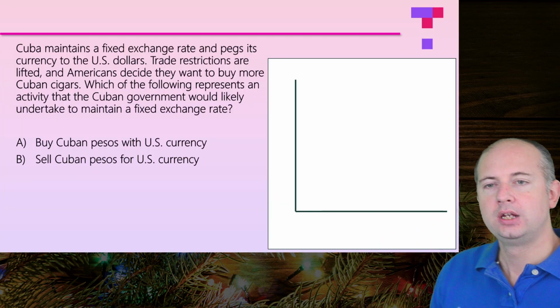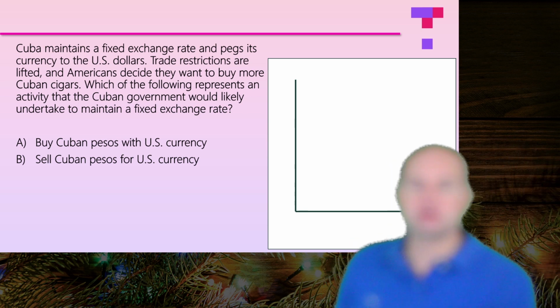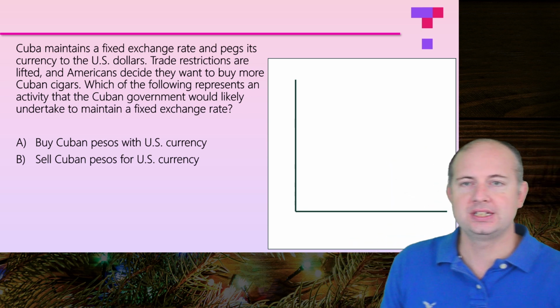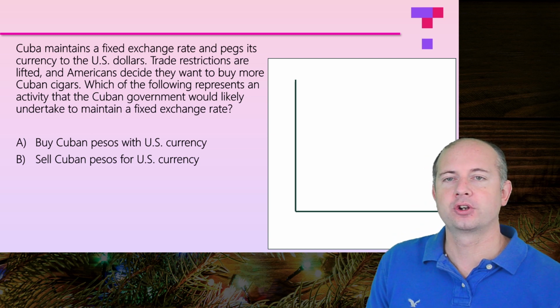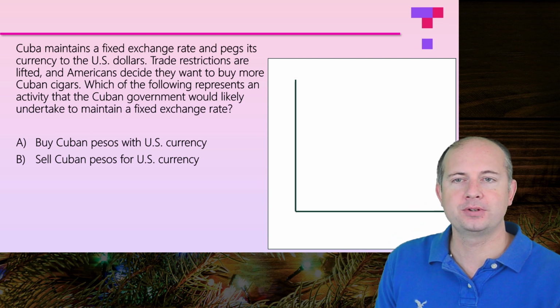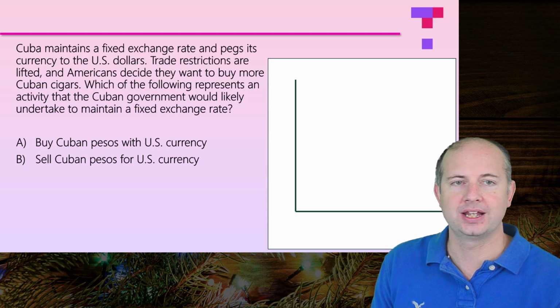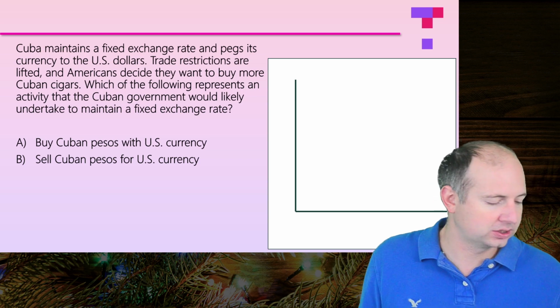Next one. Cuba maintains a fixed exchange rate and pegs its currency to the US dollar. Trade restrictions are lifted and Americans decide they want to buy more Cuban cigars. Which of the following represents an activity that the Cuban government would likely undertake to maintain their fixed exchange rate?